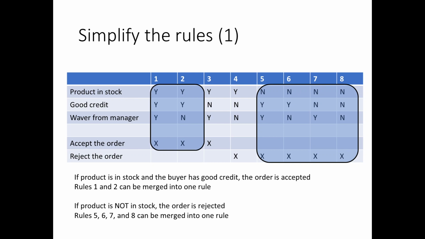As long as the product is out of stock, whether the customer has good credit doesn't matter. Whether the manager waived the credit requirement doesn't matter. So the decision is always to reject the order. Then we can merge the last 4 rules into one rule saying if the product is not in stock, then we just reject the order.